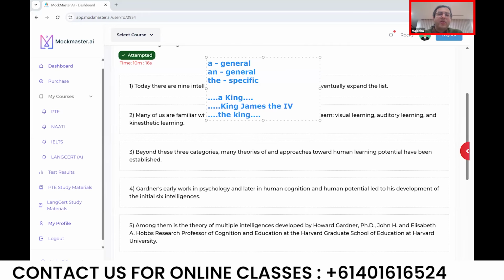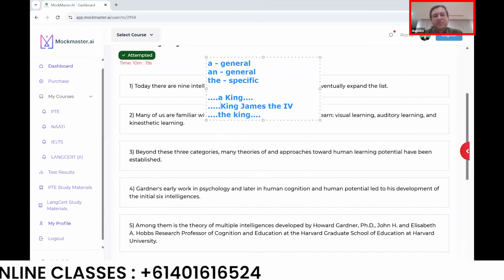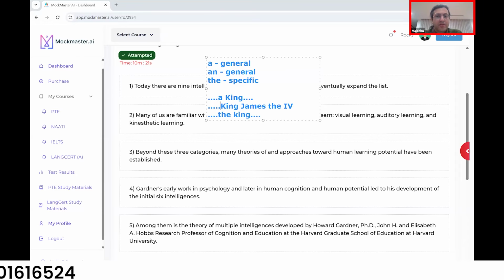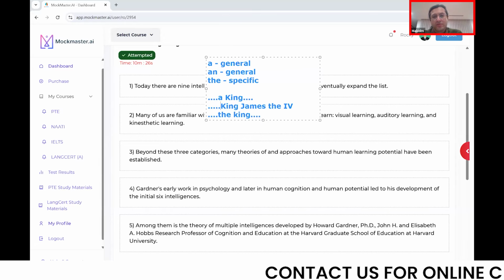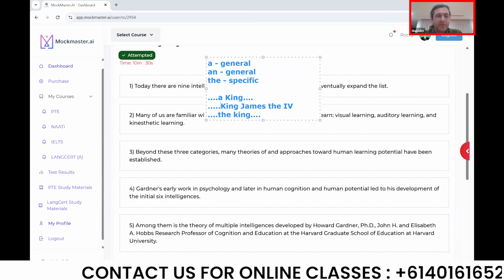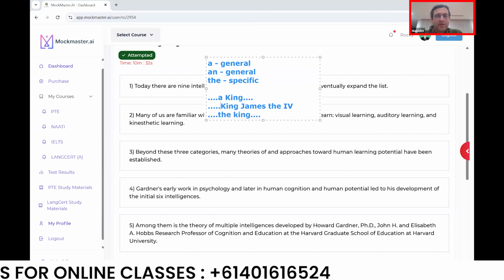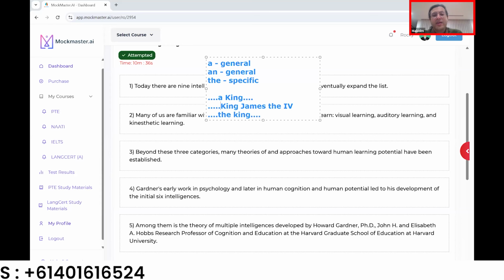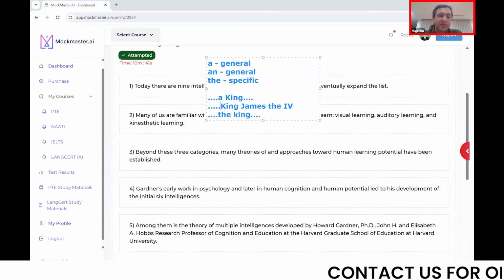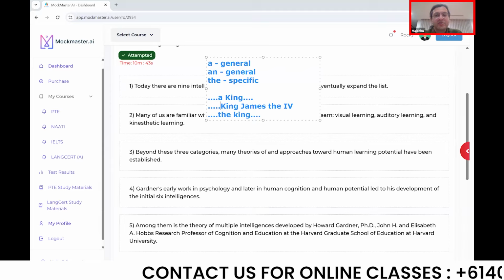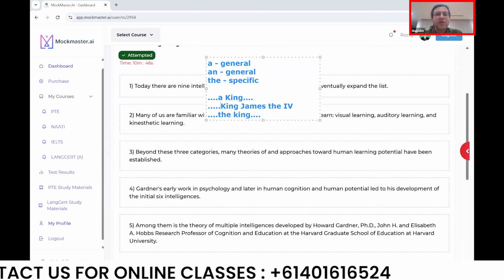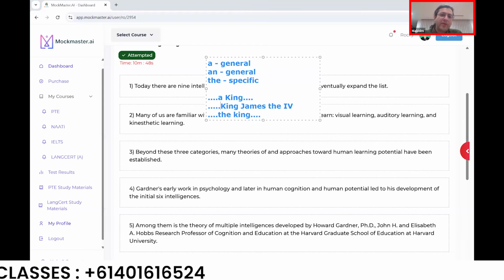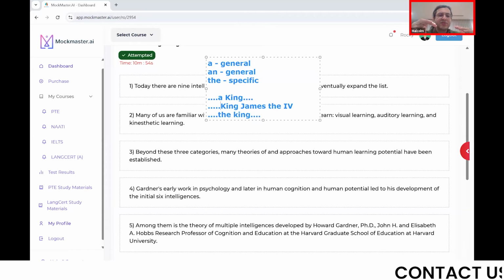Like once upon a time there was a king. So it is the beginning of a story. His name was King James the Fourth. Who is his name? A king. And then the king died at a very old age. Who is the king? The needs some specific reference. Specific means name. And the name is King James the Fourth. So a will come first, then the name probably, and then the. Or if there is no name, then it will be a first and then the sentence with the.